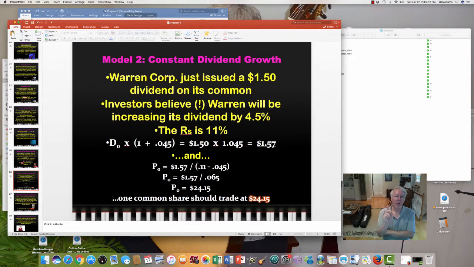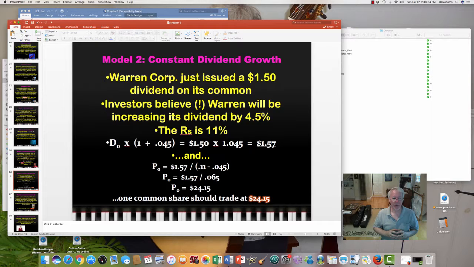Okay, first, we have to take D sub 0, which we know, it's $1.50. We have to grow it by 1 more year at some rate. What's that rate? It's G, the rate of growth. We think that the stock's dividend will grow by 4.5% per year. We need to know D sub 1. So we take D sub 0, $1.50 per share, and we multiply it by 1.045. That's 1 plus 4.5%.